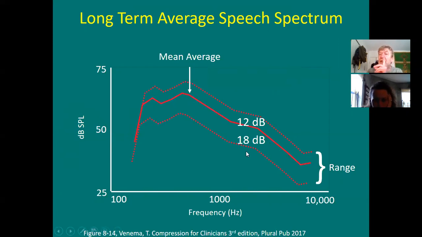But notice how the mean average is not in the center of the range. The intensity of speech fluctuates like crazy, about 30 dB over time. But note that the average intensity is not, repeat, not in the center of the range. Otherwise, this 12 would be 15, and that 18 would be 15, but it's not. There's a 30 decibel range of the intensity of speech over time, but the mean average is not in the center. And you know why?